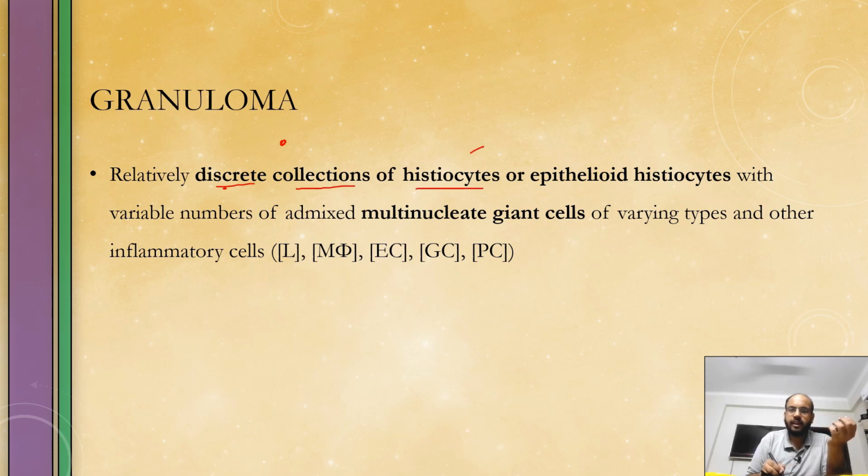Remember what are histiocytes? Histiocytes are nothing but macrophages, but they have decided to stay in the dermis. So they are resident macrophages or fixed macrophages. They reside in the tissue, and that is why they are known as histiocytes, because we know that histio means tissue and cytes mean cells. So cells residing inside the tissue is histiocytes or epithelioid histiocytes.